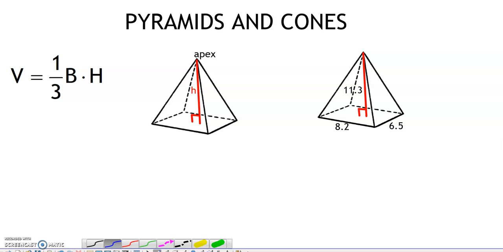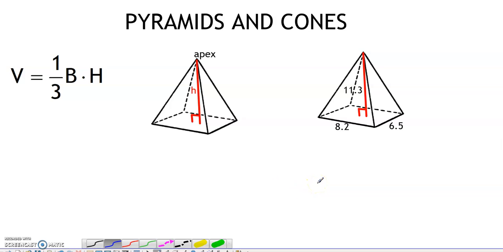We determine the height of the pyramid by connecting the apex to the base of the figure with a perpendicular line segment. The length of the line segment that is perpendicular to the base is the height of the pyramid. Let's determine the volume of the pyramid shown.